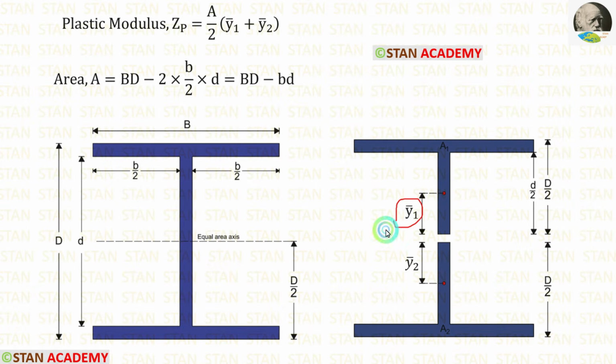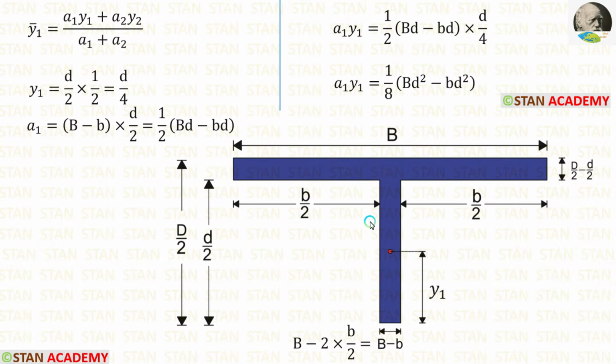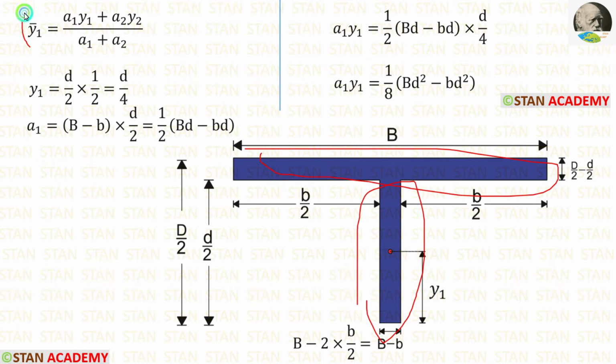Now let us find y1 bar. Here we are having two parts, the web and the flange. The thickness of the web will be B minus 2 into small b by 2. We can cut this 2 and 2. Finally, we will get capital B minus small b. The thickness of the flange will be capital D by 2 minus small d by 2. Since we are having two parts, the web and the flange, the formula for y1 bar is equal to A1 y1 plus A2 y2 by A1 plus A2.